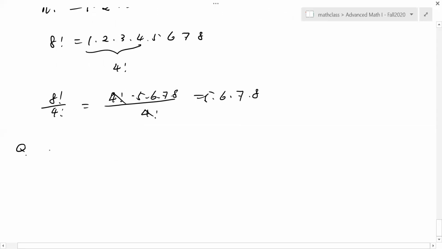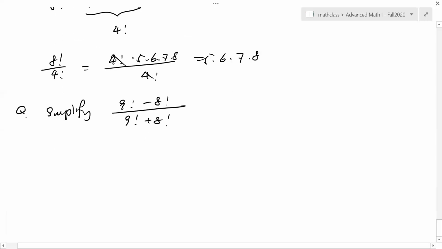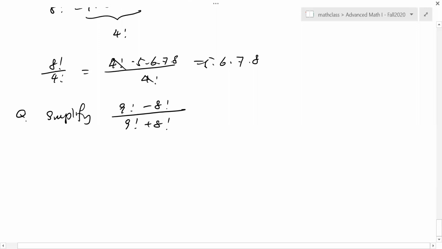I'm going to ask you to simplify 9 factorial minus 8 factorial over 9 factorial plus 8 factorial. Okay, can you do this?